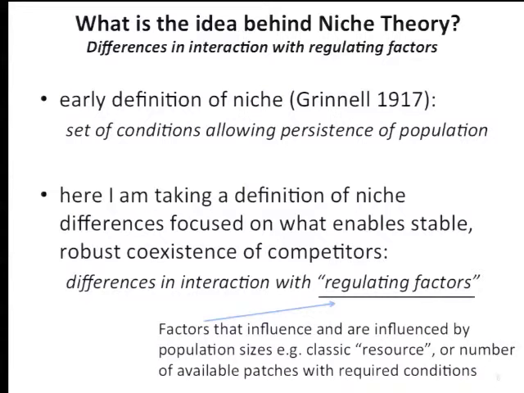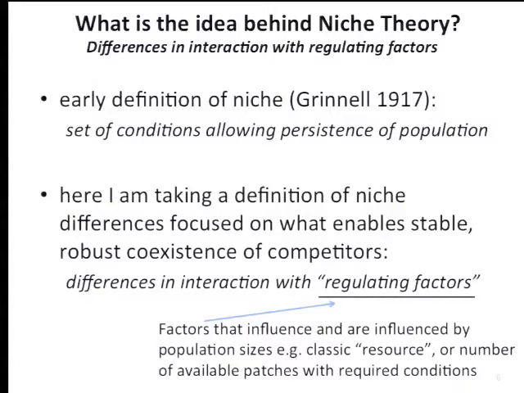Hutchinson used the term limiting factors. That's another one. So in his definition of niches, which is more similar to this one than Grinnell's, we can actually think of niche differences, even in this context, as differences in the set of abiotic conditions on a landscape allowing for the persistence of the population. But in that case, what is the regulating factor is the availability of habitat on the landscape with the conditions the species needs. That essentially plays the role of a resource in that case.